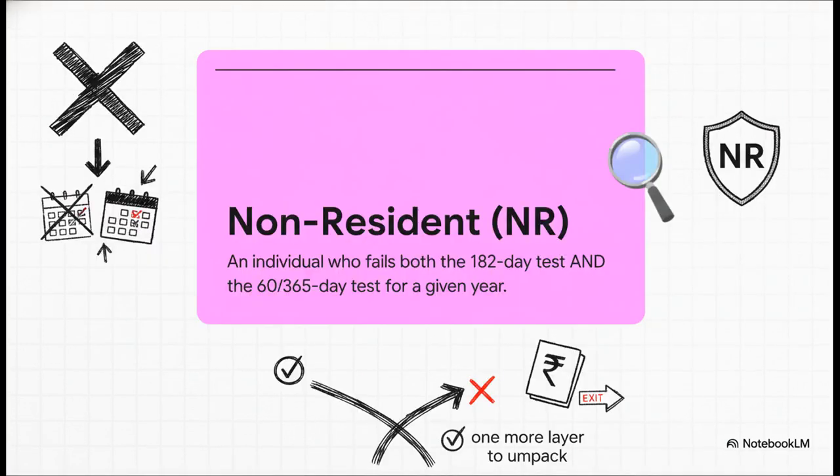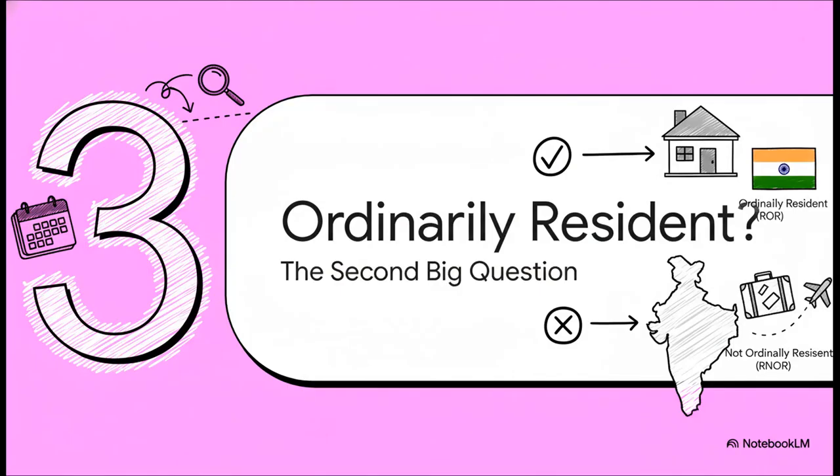So, let's recap. If you failed that first 182-day test, and you failed the 60-and-365-day test, only then is it official: you are a non-resident. For you, the journey ends here. But for everyone else who qualified as a resident, we have one more layer to peel back. So if you're still with me, you've officially been classified as a resident. But now, the rabbit hole goes a little deeper.